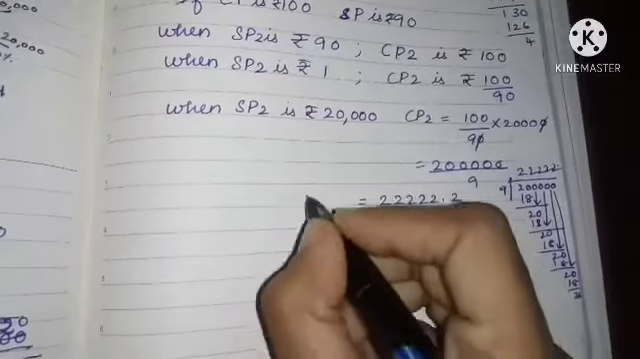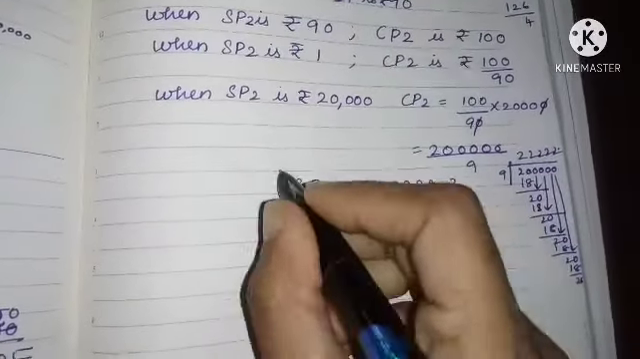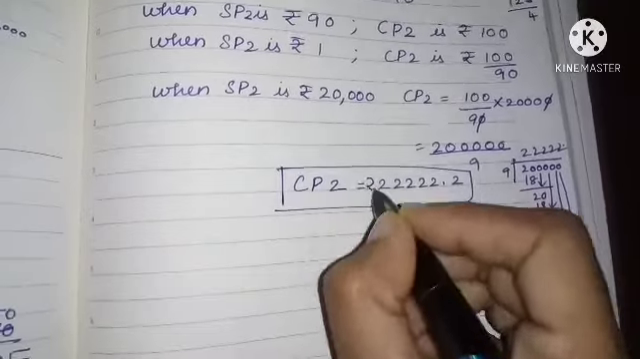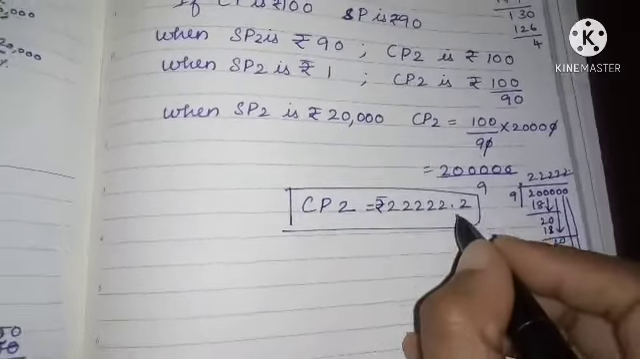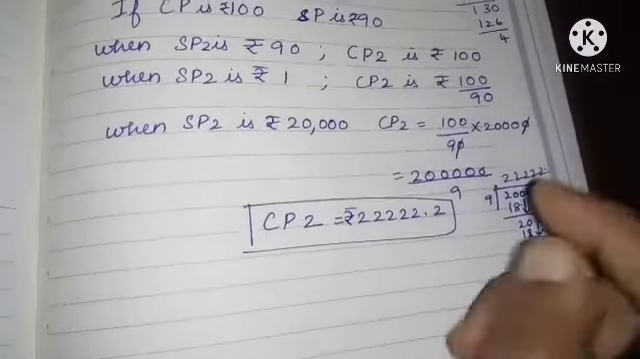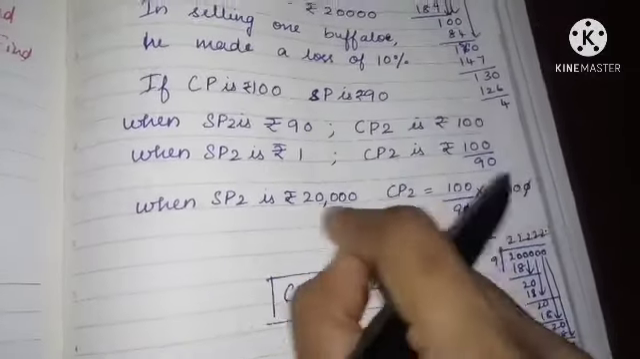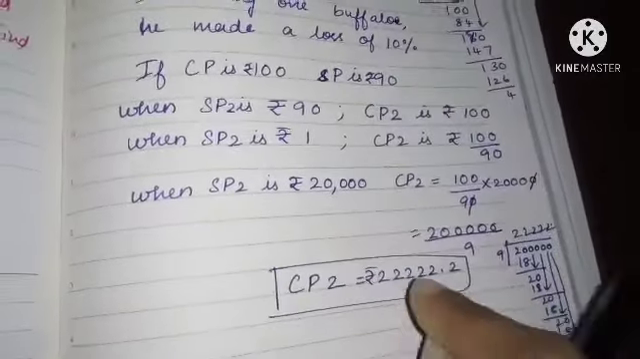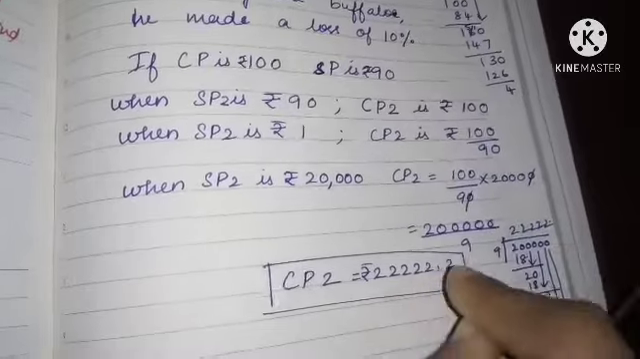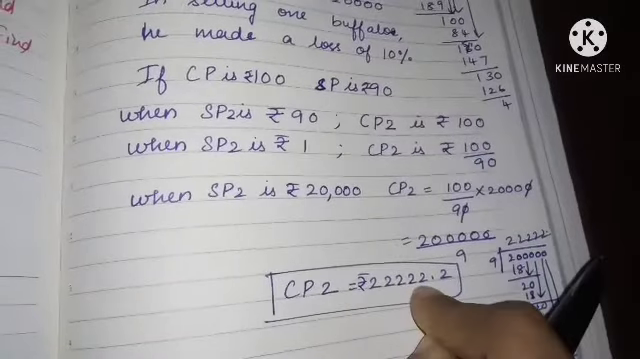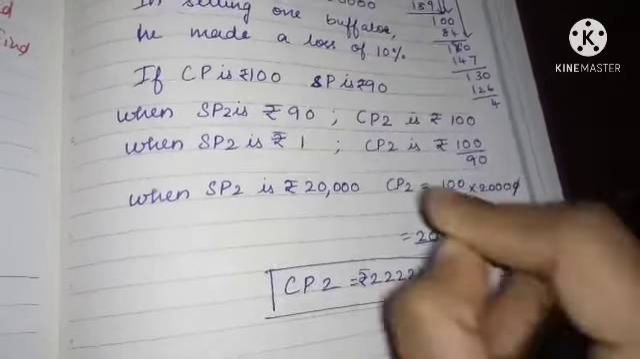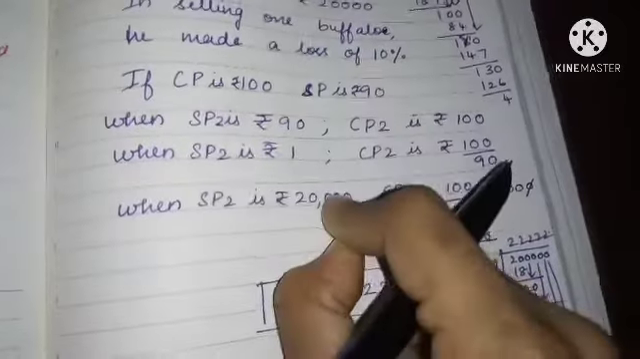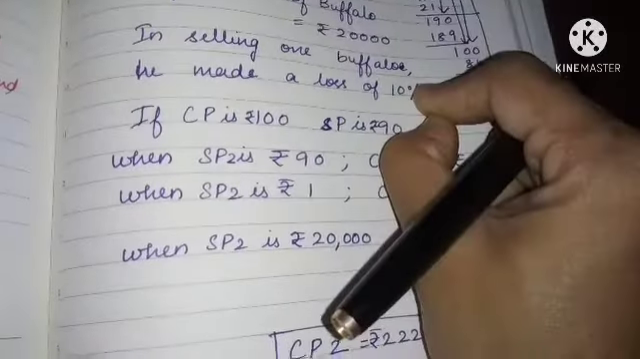So what is the second cost price? Cost price number 2 is rupees 22,222.2. Okay, so in this I am selling it at a loss. So did you understand? 22,222 is the second cost price of the buffalo. That buffalo I am selling for 20,000. So I am facing the loss of 10%.